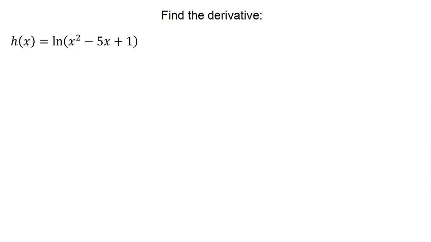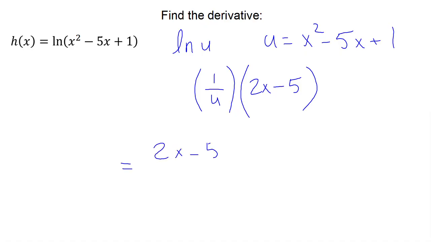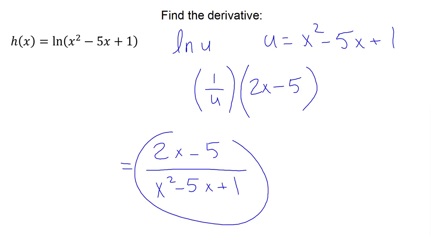For our third one here, this is, again, natural log of u, where u is equal to x squared minus 5x plus 1. So we're again going to have 1 over u for our derivative of natural log u, and we're going to have our du dx, which is going to be 2x minus 5. So our final answer here should be 2x minus 5 over u, where u was x squared minus 5x plus 1.